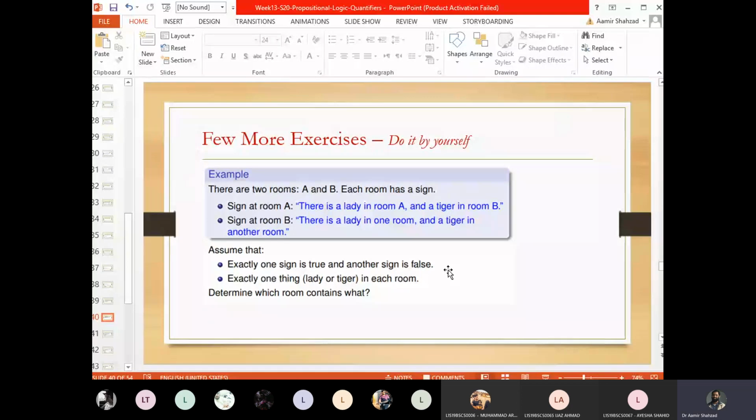So अगर तो हम पहले को suppose करते हैं कि first is true and second is false. So the first statement says there is a lady in room A and a tiger in room B. दोनों statements में से किसी एक ने true होना है because this is the given condition, exactly one sign is true and the other is false. So अगर तो पहली statement true हम assume करें, there is a lady in room A and a tiger in room B. So it means the second statement should be false.